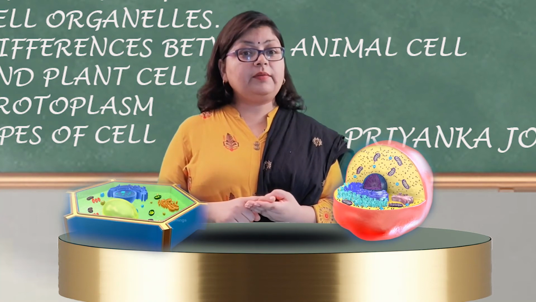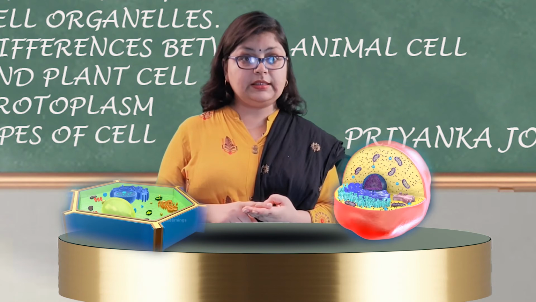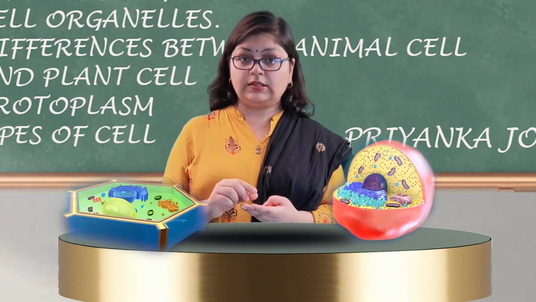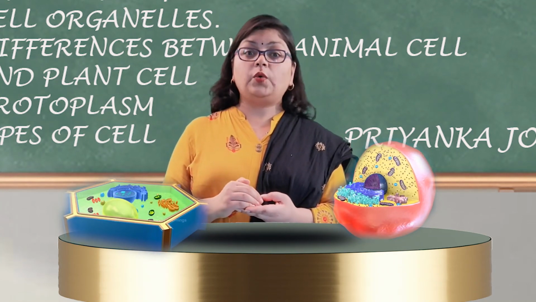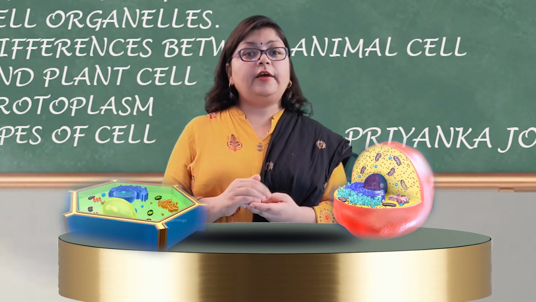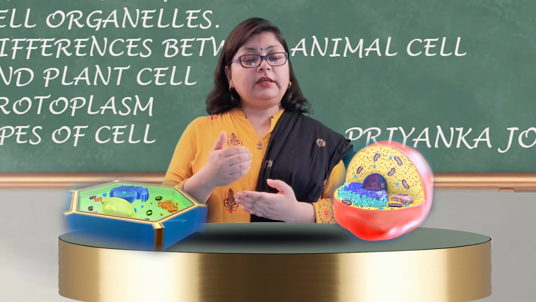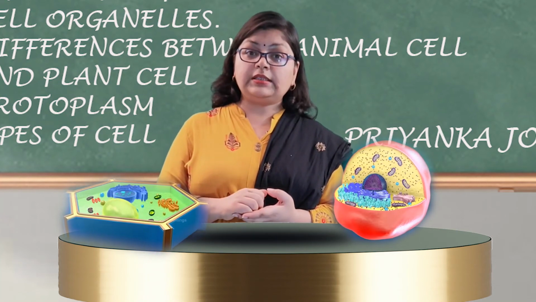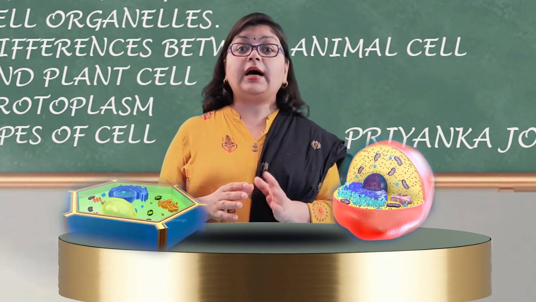Then we have studied about the vacuoles. The vacuoles are very large in plant cells, whereas in animal cell, if present, they are very small. Then there are plastids. Plastids are present only and only in plant cell, whereas they are absent in the animal cell. Then when we talk about the quantitative difference, first of all the size of the cell, the plant cell in comparison of animal cell is larger.